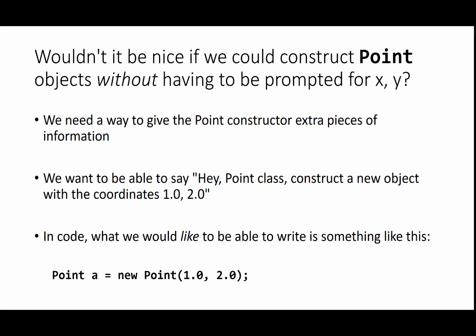In code, what we want to be able to say is something like this, right? Declare an object A of type point and assign it a new object of type point that has an x value of 1.0 and y value of 2.0.